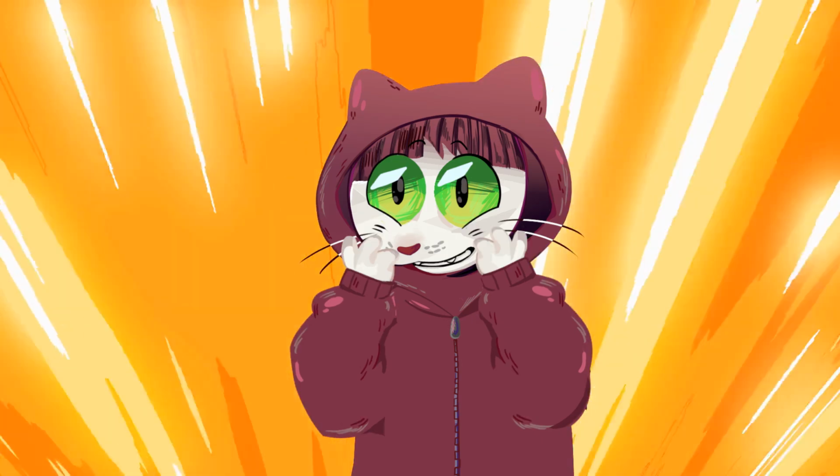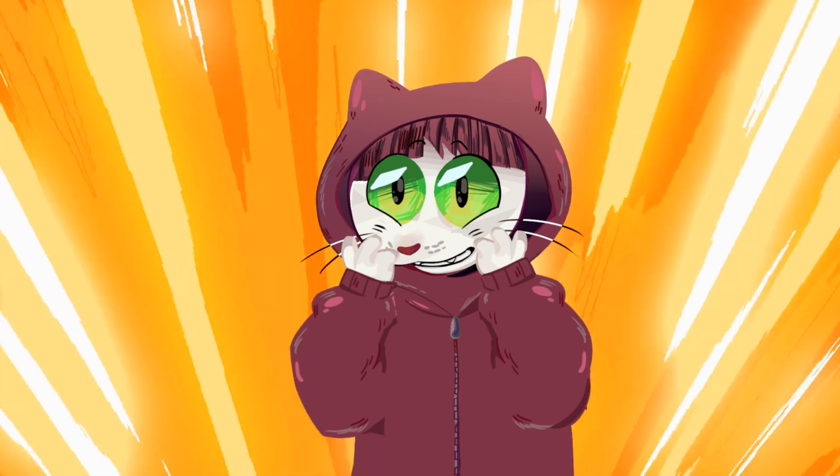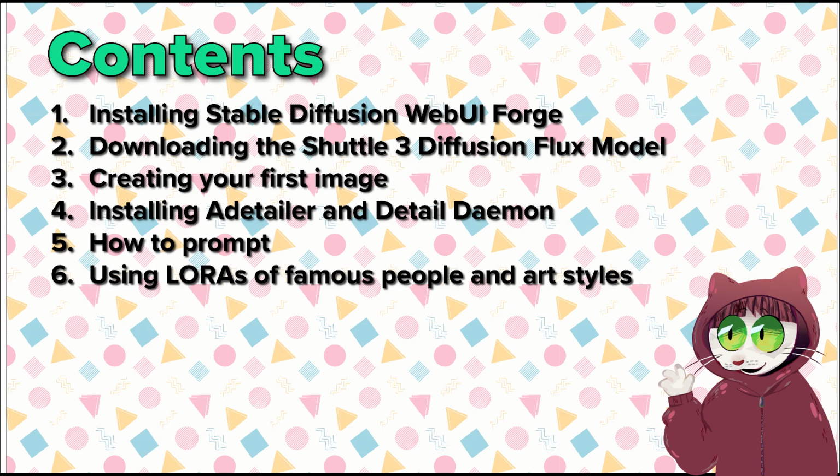We're talking every step of the way and all the things you need to be able to do to create some decent images. So let's look at the contents. First up, we're going to be looking at how to install the UI, the user interface, to be able to use this technology. It's called Stable Diffusion WebUI Forge. I'm going to show you how to install it from scratch. Then we're going to download the actual Shuttle Free Diffusion Flux model, and that's the image generation model that we're going to be using. Then I'm going to show you how to create your first image.